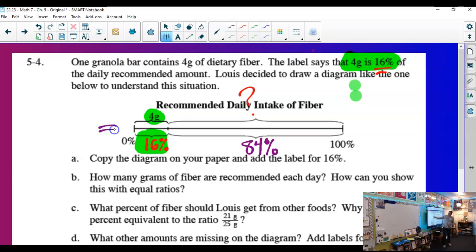4. So guys, we could make an equivalent fraction and say 1 gram is how many percent? 4. Every 1 gram is 4%.